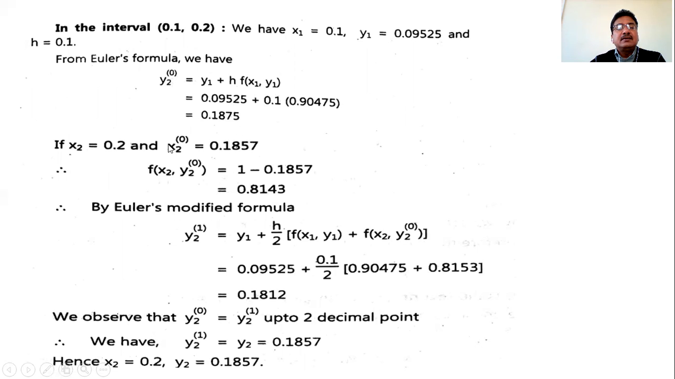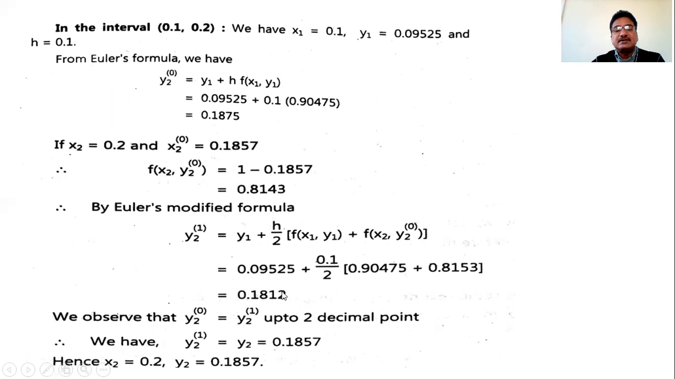And then find y2 1. Y2 1 is y1 plus h by 2 times f of x1, y1 plus f of x2, y2 0. So find first f of x2, y2 0, which is 1 minus y2 0. That is this. And y2 0 is this value, 0.1875. Then we have this answer. Substitute the values, we get y2 1. If you observe these two answers, y2 0 and y2 1, they are correct up to 2 decimal places.